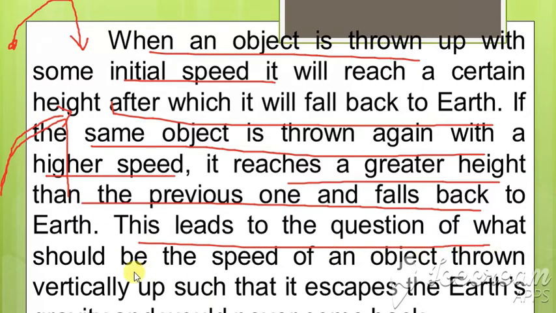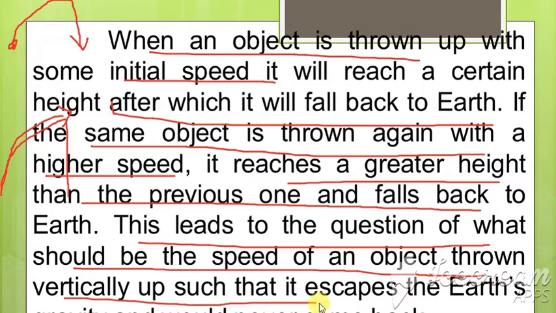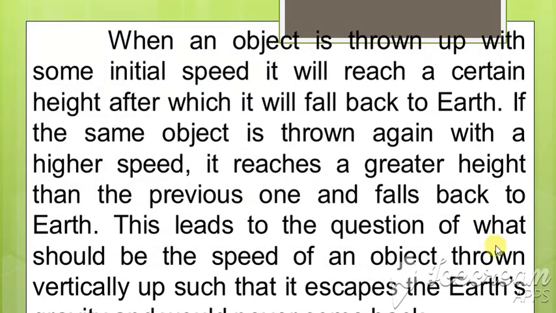This leads to the question of what should be the speed of an object thrown vertically up such that it escapes from the gravity and never comes back. If we are throwing an object with some speed, the object will never return back to earth, it escapes out from the earth. With what speed we are throwing, that is said to be the escape speed of an object.